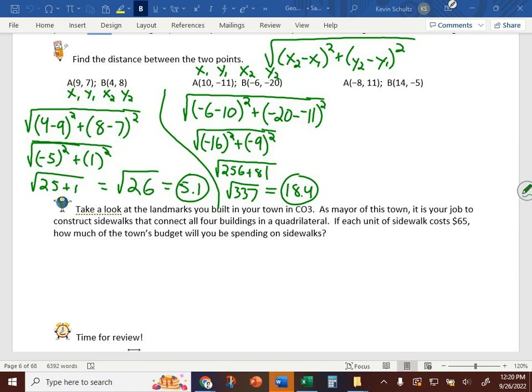Questions? Okay. The last one. Do it as I do it. See if we end up with the same answer. I'm going to show every single step so you can check your work as you come along.